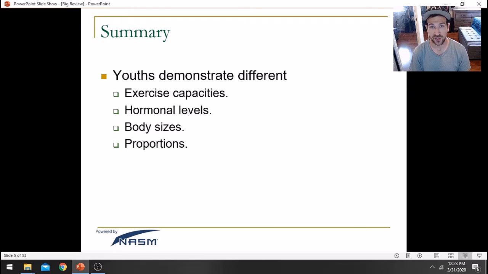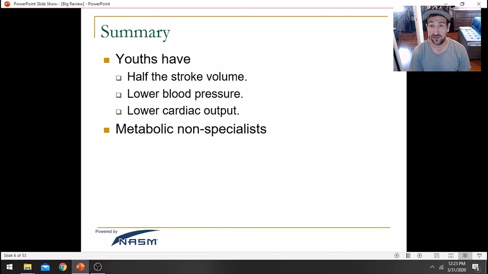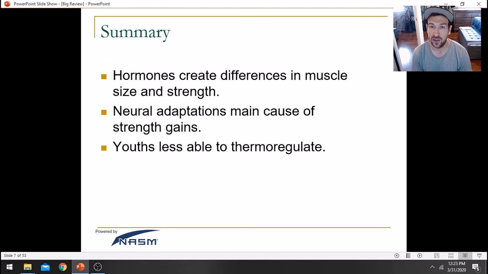Their body proportions and sizes are very different, which makes it very difficult for them to maintain body heat. And so they're not going to have as high of a stroke volume. So we want to make sure that we perform plenty of cardiorespiratory training to increase that stroke volume, lower blood pressure, and also that's going to lead to an overall change in their cardiac output, right? So they are metabolic non-specialists, which really just means that they are very good at the aerobic energy system and not so good at the anaerobic energy system.